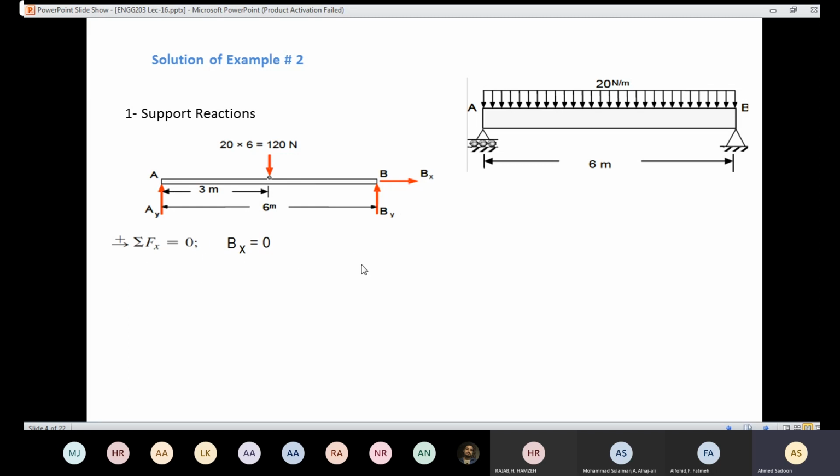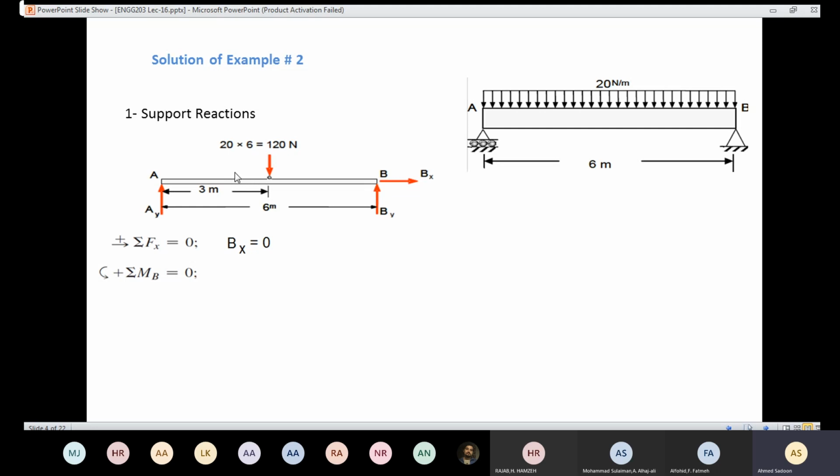Then I'm going to end up with 2 options, either to take the moment about A or take the moment about B. If you are going to take the moment about A, you are going to solve BY. If you are going to take the moment about B, then you are going to solve AY. So here we are going to take the moment about B, which means that we are targeting AY. If I'm going to take the moment here, this one is not going to cause a moment. This one is not going to cause a moment.